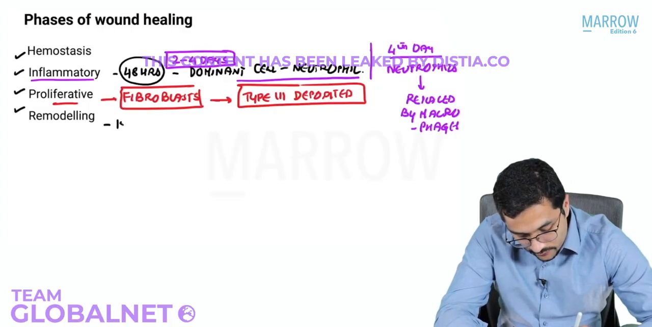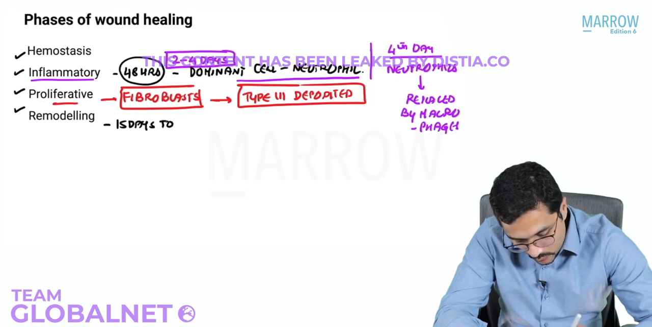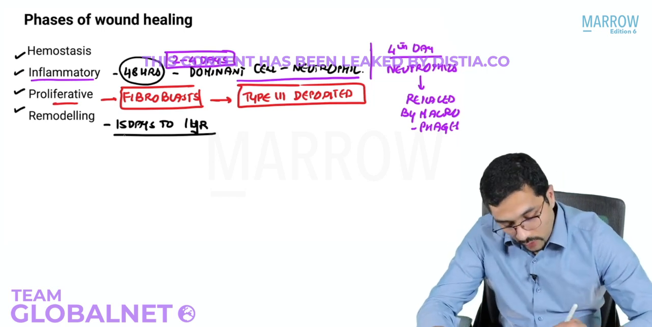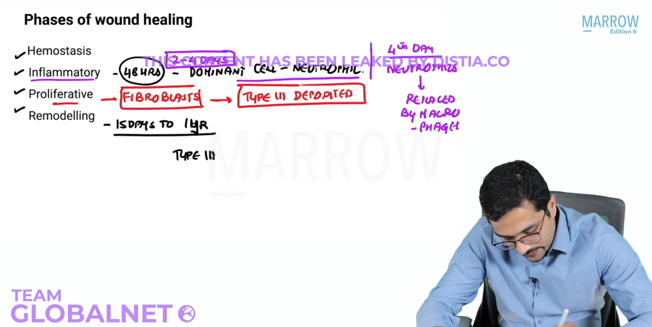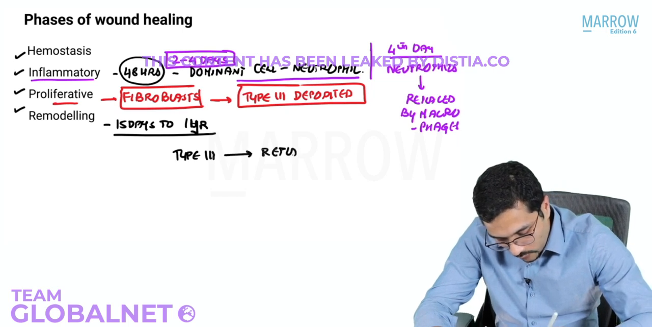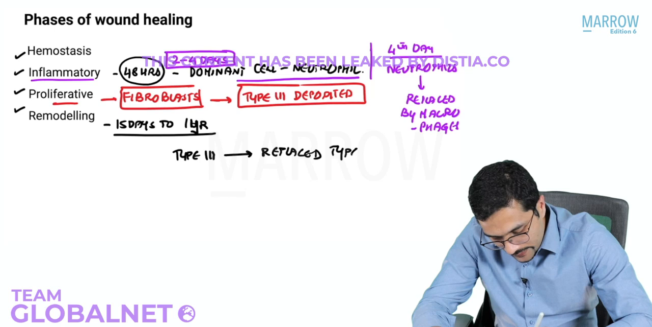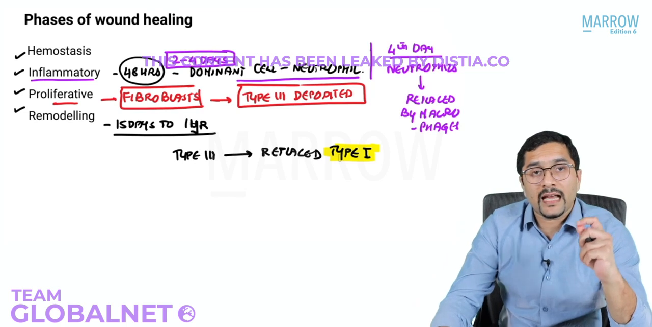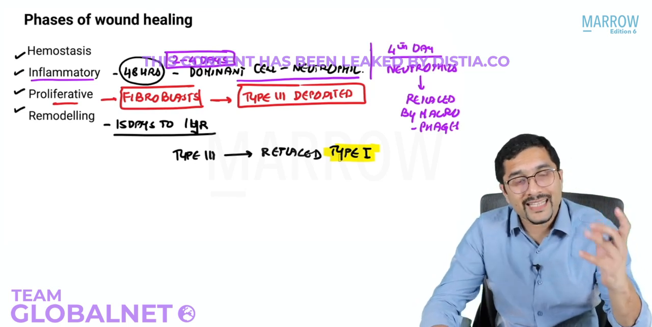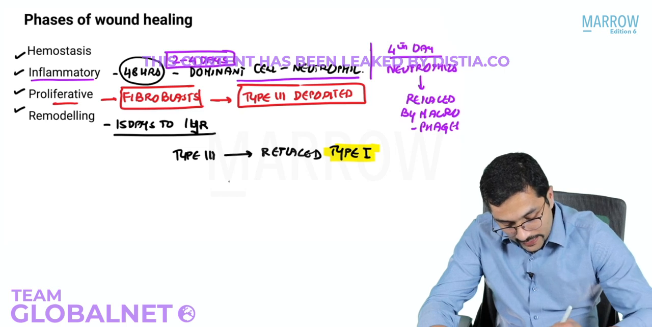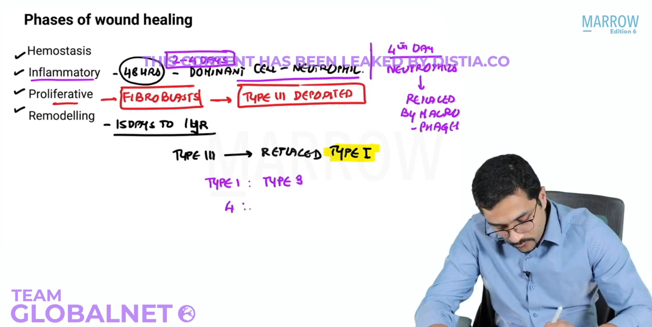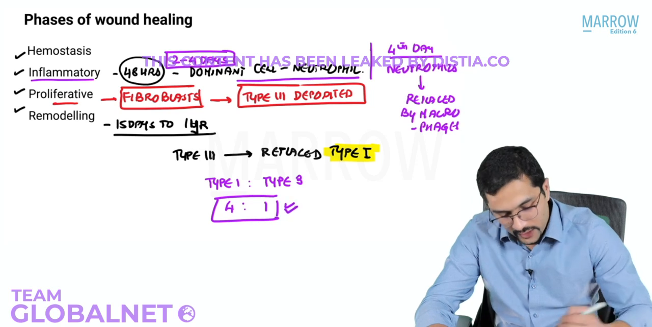Remodeling is going to start from 15 days and can last up to 1 year. What occurs in remodeling is that type 3 is replaced by organized type 1 collagen. Why type 1 collagen? Why not some other collagen? Because type 1 has the highest tensile strength. And the type 1 to type 3 ratio, this question was asked in the exam, is 4:1 at the end of the remodeling phase.